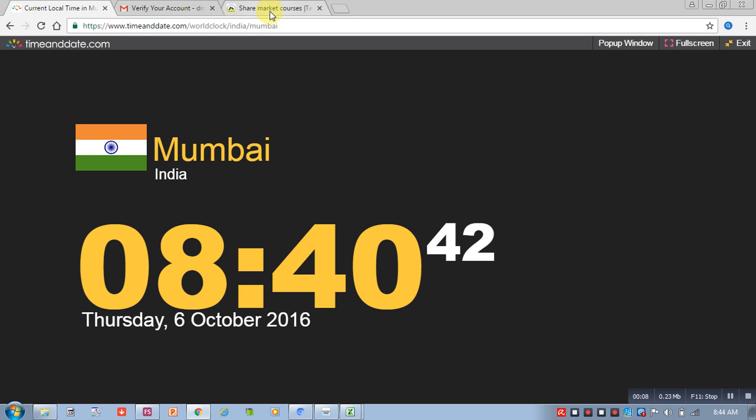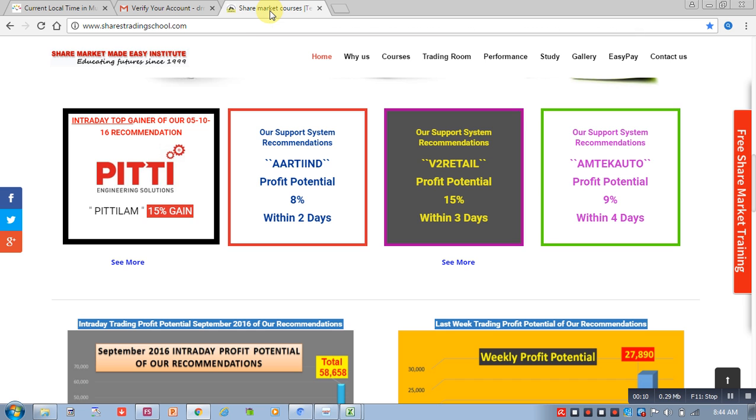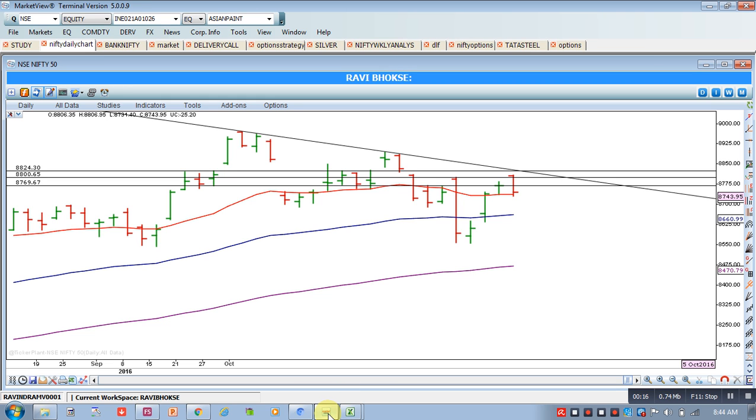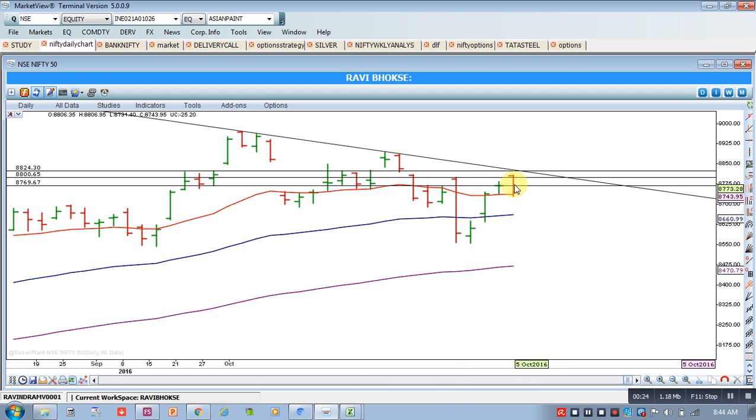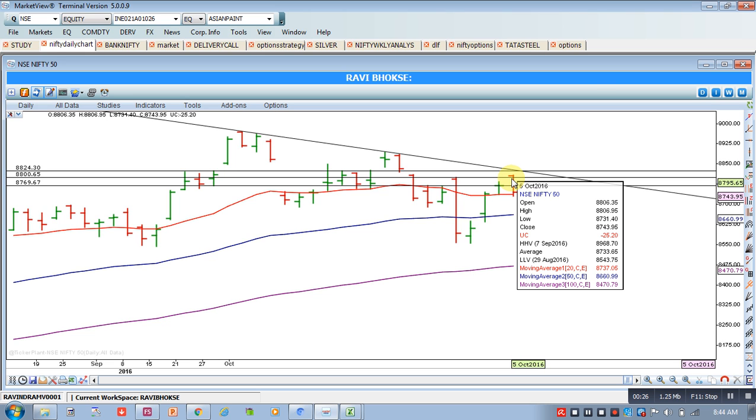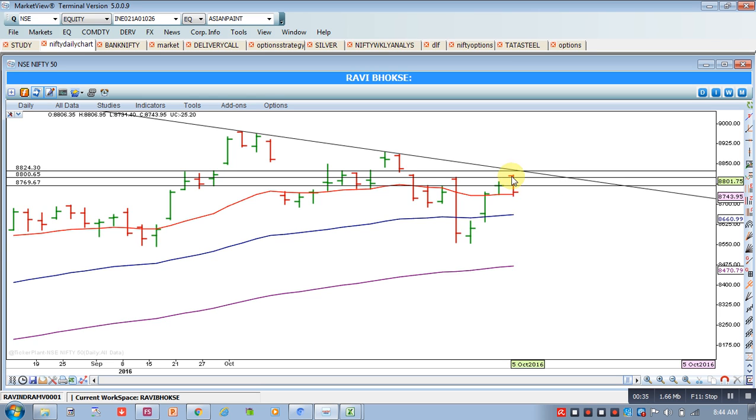Today, 6th October 2016. Actually, yesterday, with what we were discussing about Nifty's trend in the daily chart, we will discuss that first, and then we will follow it with the intraday hourly and 3 hourly chart as per requirement. Yesterday, we said that the 8,800 level should act as a very strong resistance for Nifty. Probably around 8,800 to 8,820 Nifty may test a resistance.